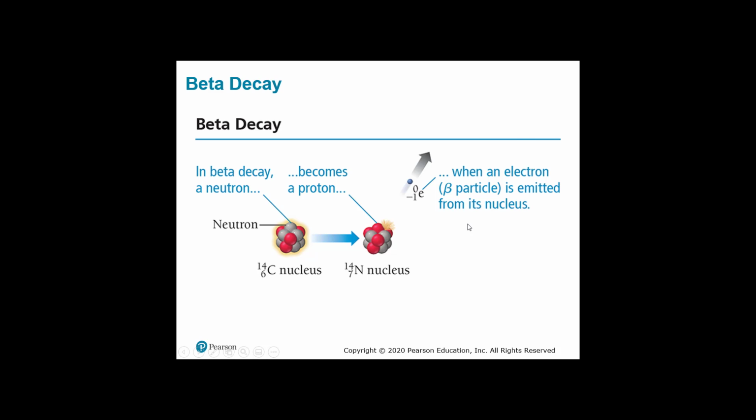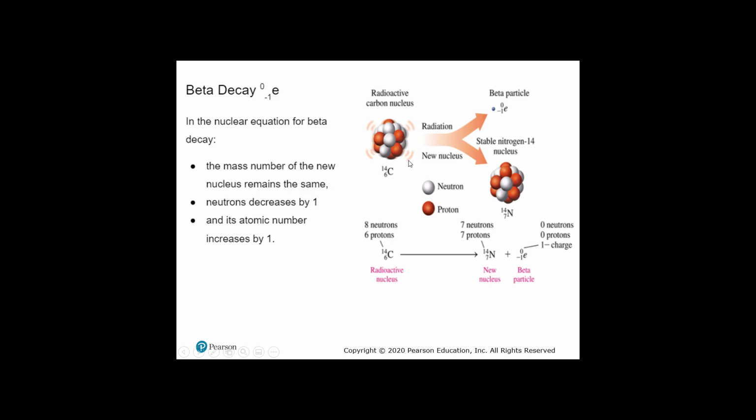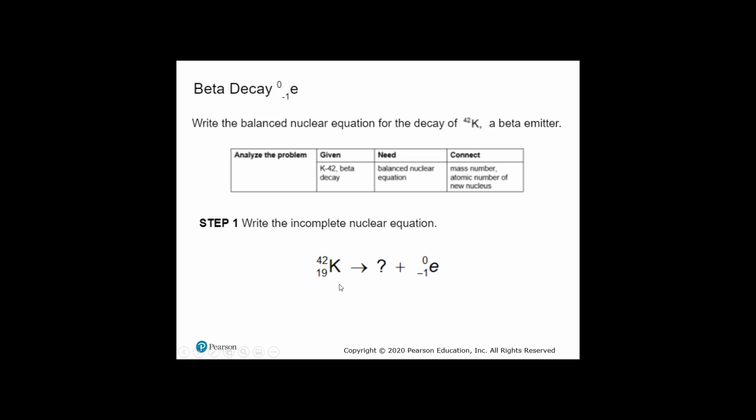So that's what the beta particle is. This is from my slides on the other, so I'm just showing more and more of the same stuff. This one actually breaks it down here though. 8 neutrons, 6 protons, 7 and 7. 0 neutrons, 0 protons, but a -1 charge. So let's do one of these other problems again.